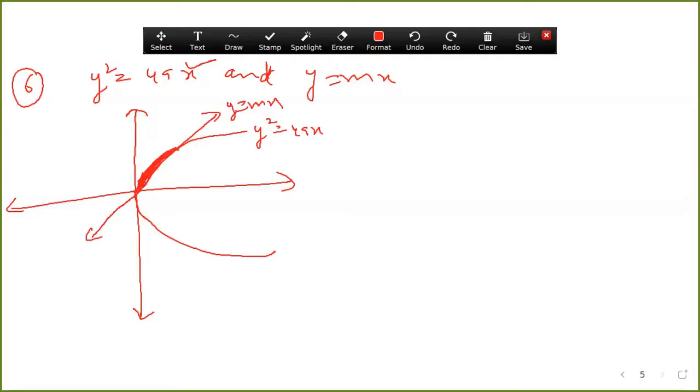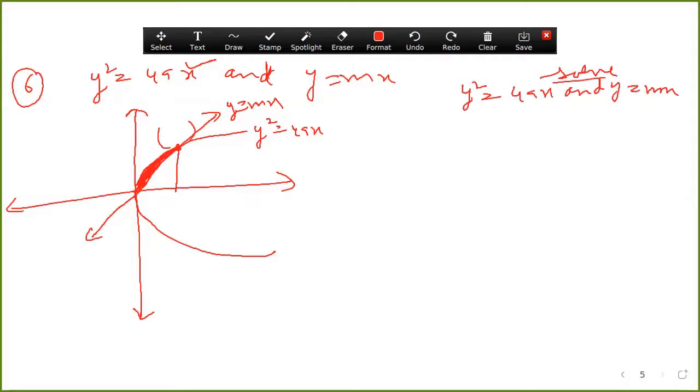In such type of cases, as I told you, you have to draw the perpendicular from the intersection point. This is the intersection point. Now, what are the coordinates of this intersection point? You can calculate by solving y square is equal to 4ax and y is equal to mx. Solve these two and you will get the points of intersection.